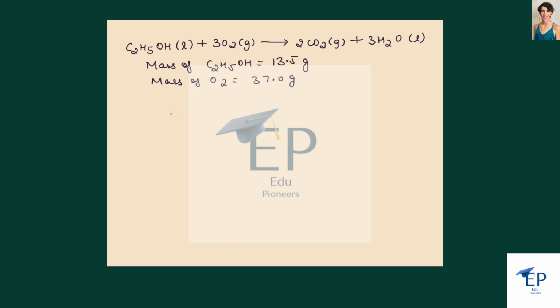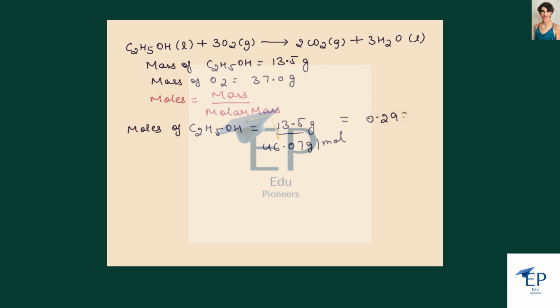So firstly, in order to find out the theoretical yield, we have to find out the limiting reagent. In order to find out the limiting reagent, we have to find out the moles by using the moles formula, that is moles is equal to given mass upon the molar mass of the molecule. Now here, firstly the moles of C2H5OH, that is ethanol, is equal to 13.5 gram divided by its molar mass, 46.07 gram per mole. So its moles comes to be 0.293 moles.